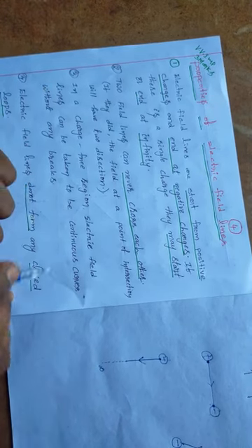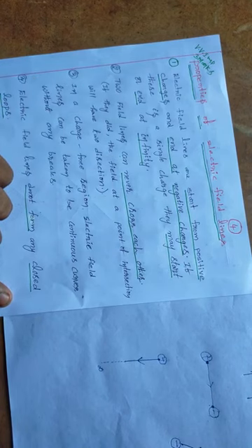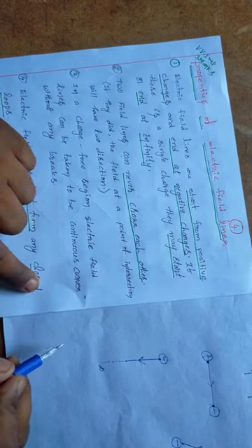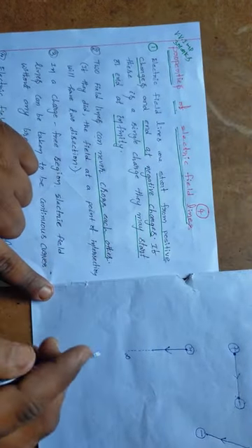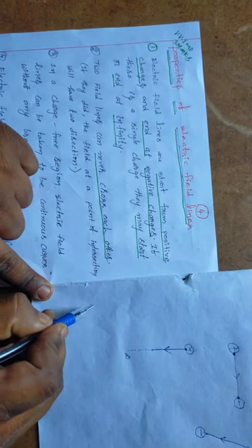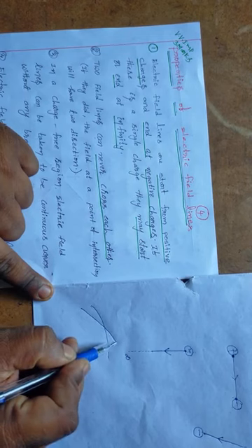That means two electric field lines never intersect with each other. Suppose, sir, if they intersect with each other, what happens, sir? You just listen to me for the second point. Now this is one electric field line and this is another electric field line.